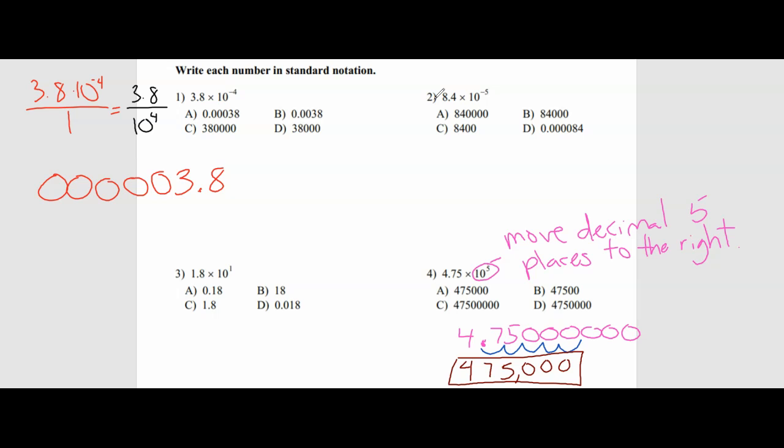And now I'm going to move it 4 places. 1, 2, 3, 4. So our new decimal place is there. So if I rewrite this number, I get 0.00038. And that is my new number.